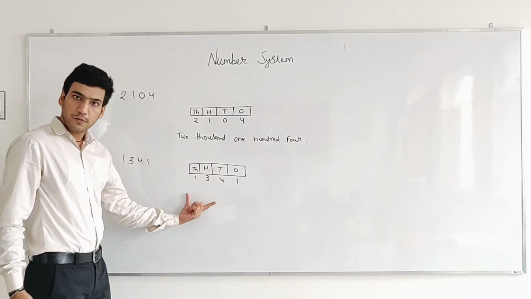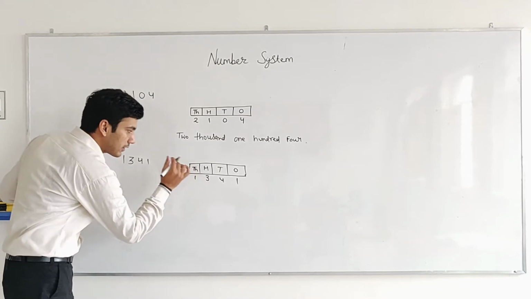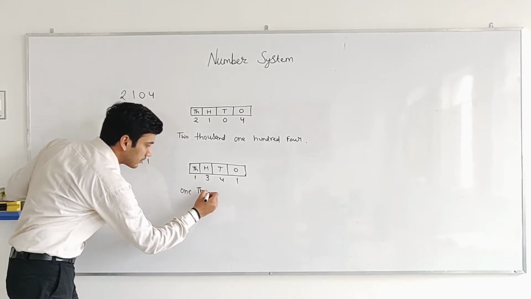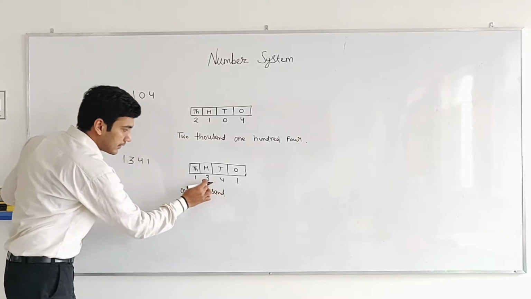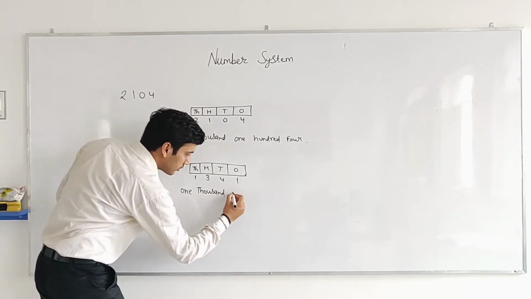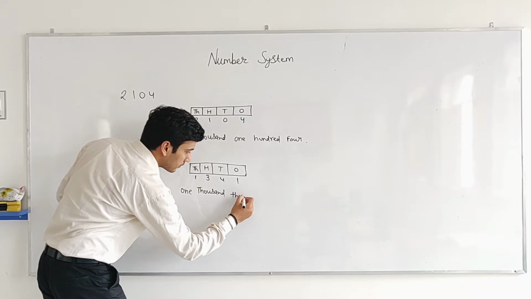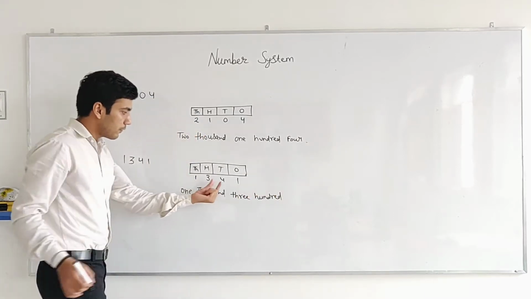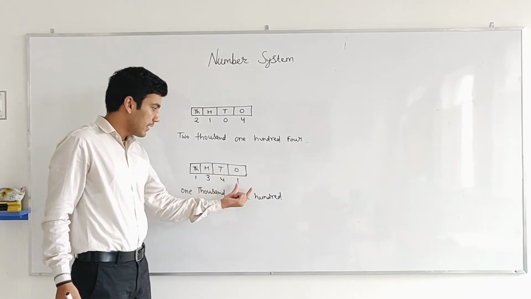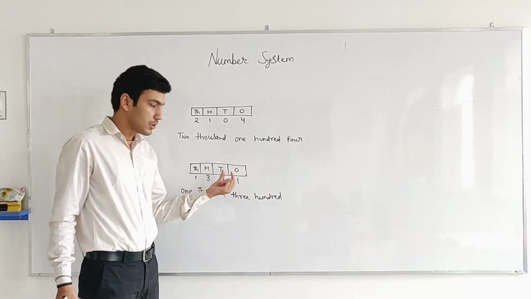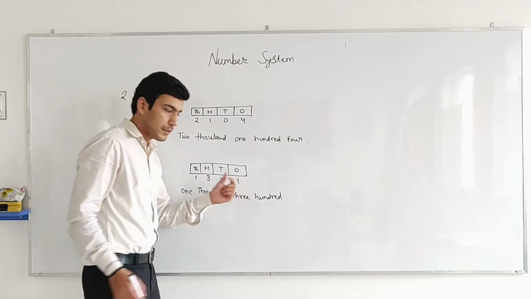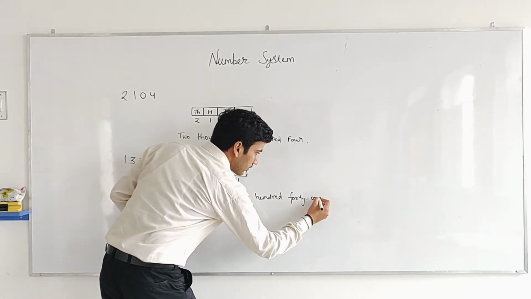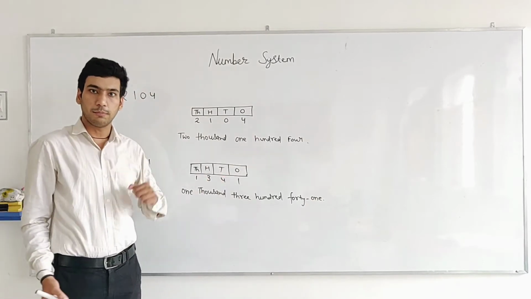And what is the number name of this number? 1 is on 1000's position, so 1000. 3 is on 100's position, so 300. 4 is on 10's position and 1 is on 1's position, so 41. So this is the number name of this number.